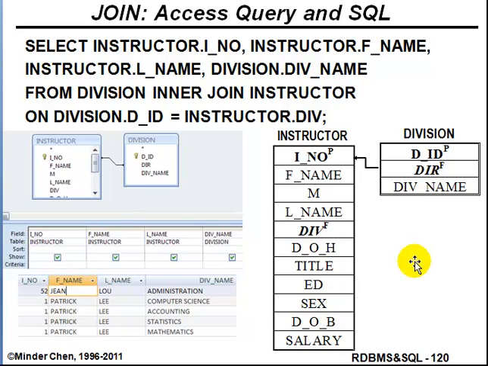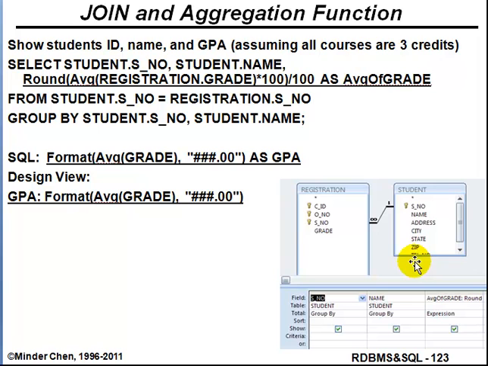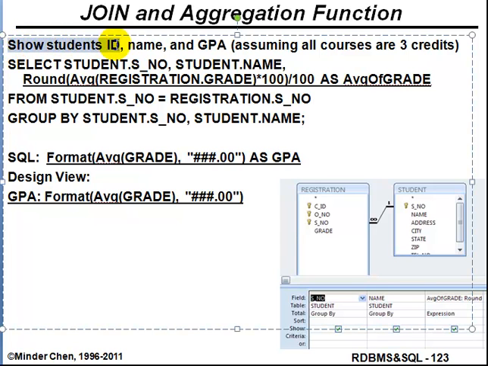So we've done most of this. Let's go to the next example, which is using join and aggregation function. In this case, the problem we are trying to solve is to display student ID, student name, and the student's GPA. And we are assuming that all courses that we offer have 3 credit hours.